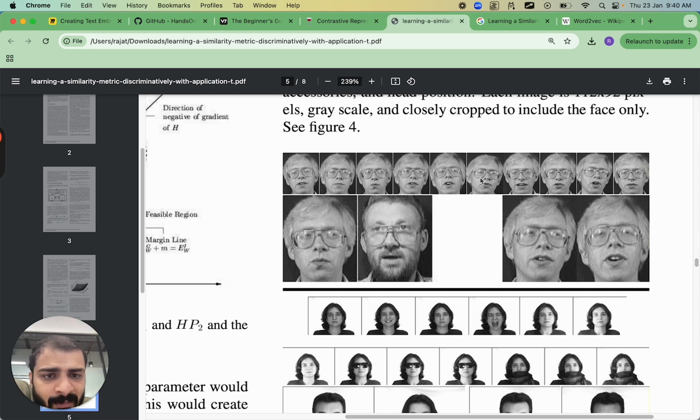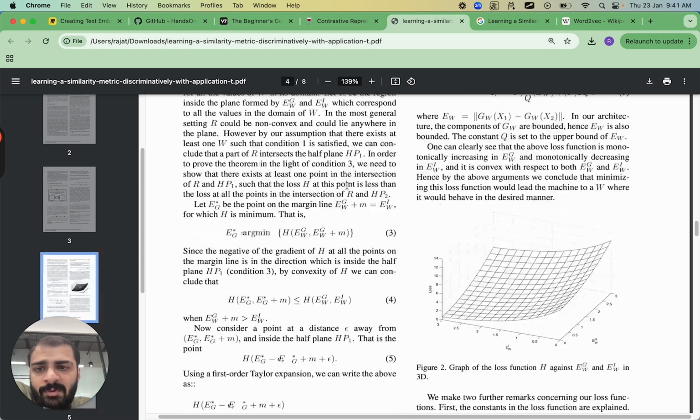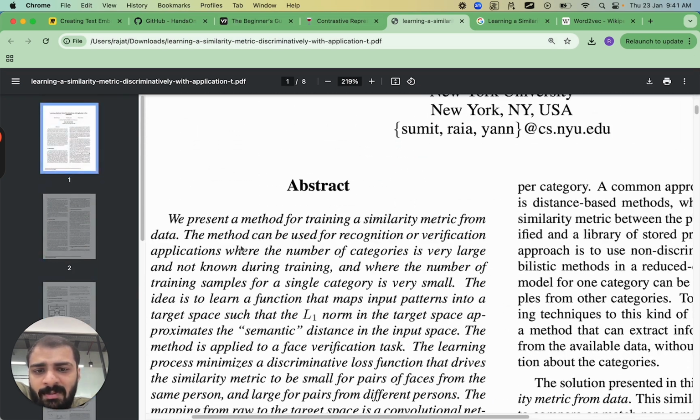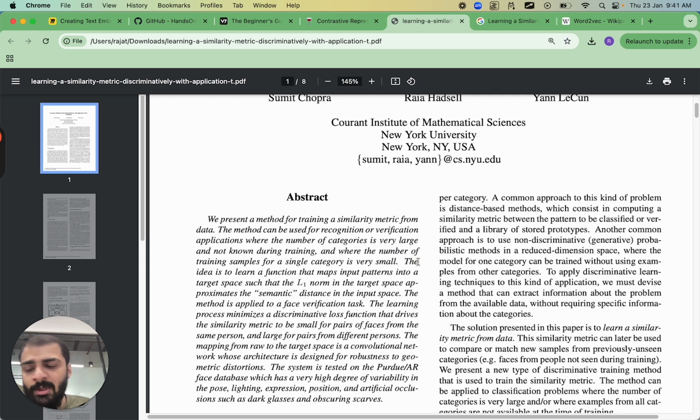If you see, this one image has been augmented, and this pair which I'm showing right now, that's a negative, and the image which I'm showing right now, that's a positive, because they are from the same class. And the same technique can actually be used. So if you see the paper, when they started, they said that they introduced this method where the number of categories is very large and not known during training, and where the number of training samples for a single category is very small. So even if the training data is not labeled, it still works for you, right?